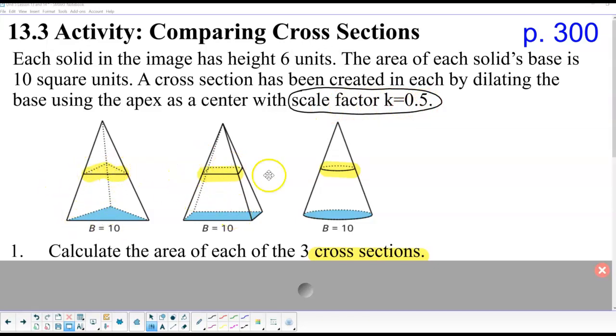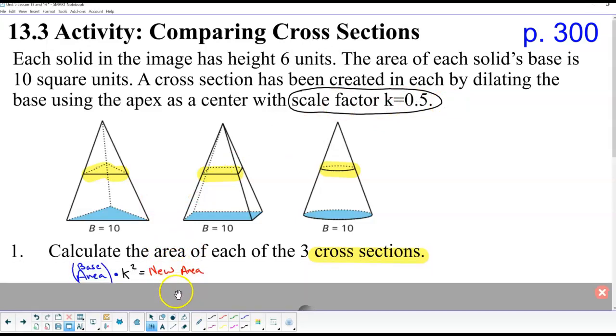Each cross section is exactly half the height, which we could determine as half of 6 is 3, so I know that that's 3 units up. Calculate the area of each of the 3 cross sections. Well, that's where we have a little bit of a challenging problem. We don't know the measurements of those pieces, because all we know is the area of the base. So what we have to do is use the idea that we have the scale factor and we're comparing area.